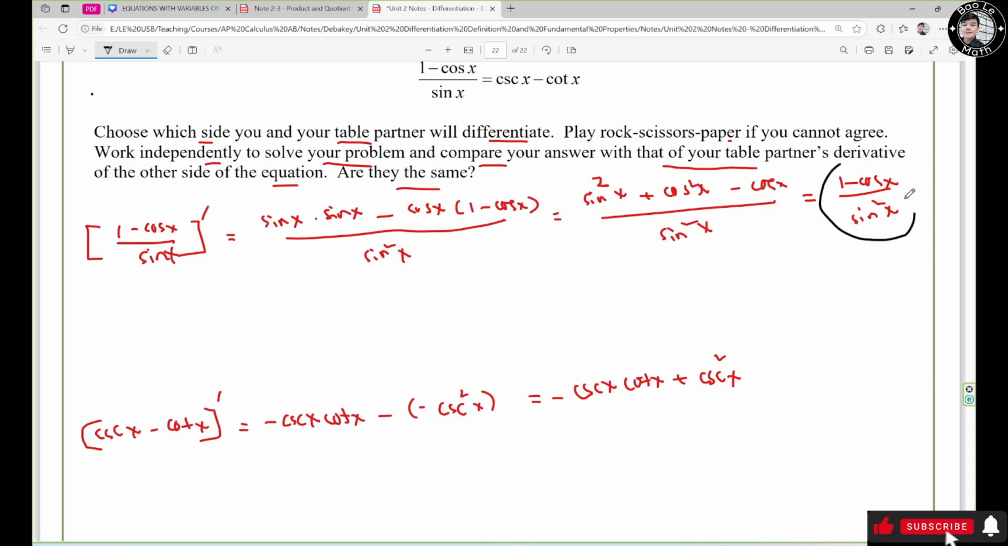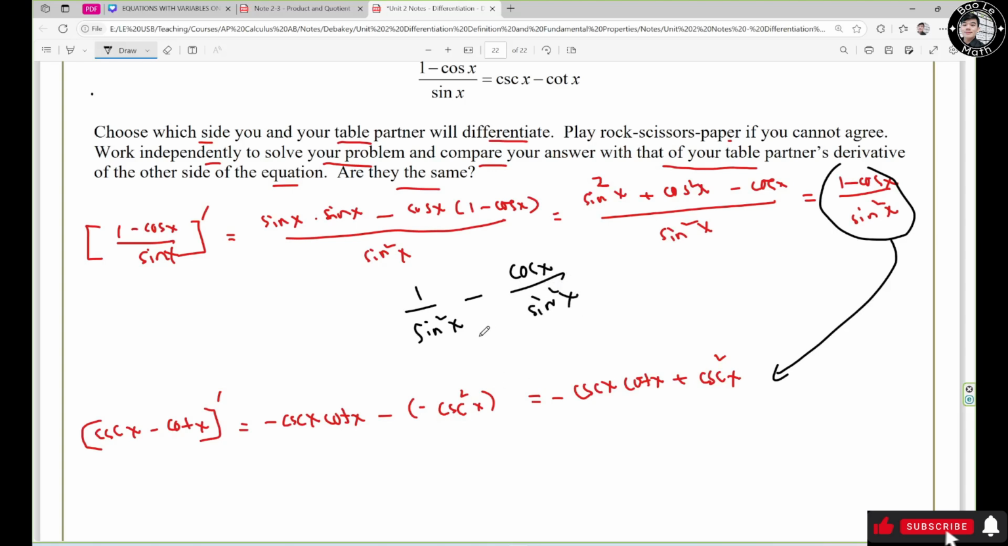Now I need to prove this equals this. So how do I do it? I'm going to use a trig identity. Now I'm going to split this function. So it's going to be 1 over sine squared of s, minus cosine s over sine squared of s.